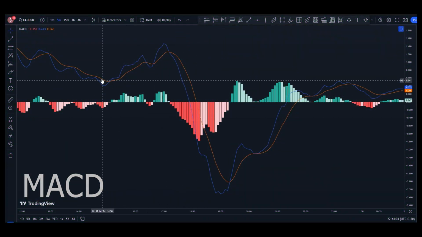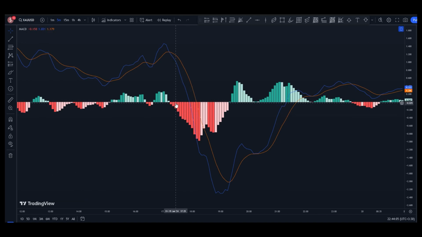Let's start with the MACD. The MACD, or Moving Average Convergence Divergence, is an indicator that shows the difference between two moving averages of the price, as well as a signal line that indicate the direction and the strength of the trend.